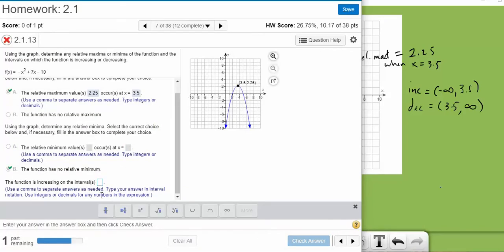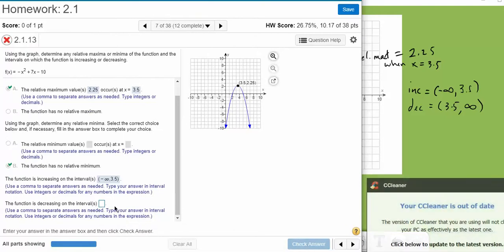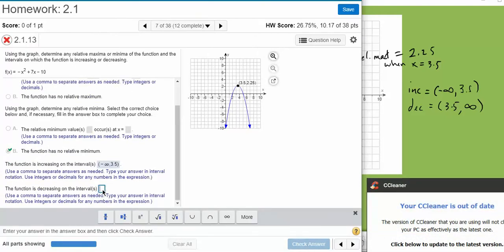The function's increasing from negative infinity to 3.5. Okay, and it's decreasing from 3.5 to infinity.